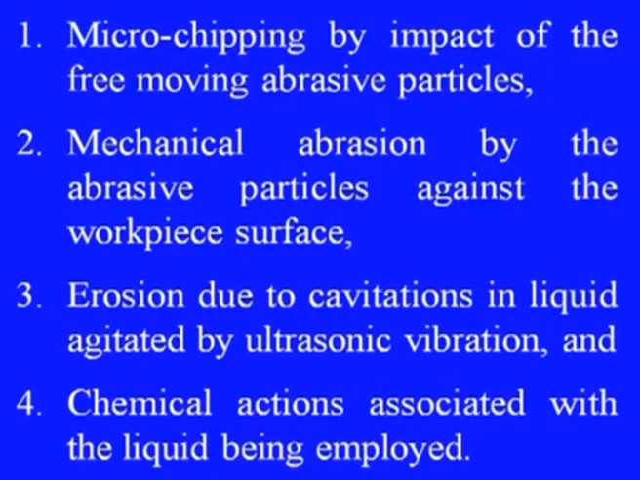let us summarize these mechanisms into these 4 categories. Number 1, micro chipping by impact of the free moving abrasive particles. Number 2, mechanical abrasion by the abrasive particles against the workpiece surface. Then number 3, erosion due to cavitation in the liquid agitated by the ultrasonic vibration. Then number 4, the chemical action associated with the liquid being employed. So, these are the main 4 mechanisms that are involved in micro ultrasonic machining.